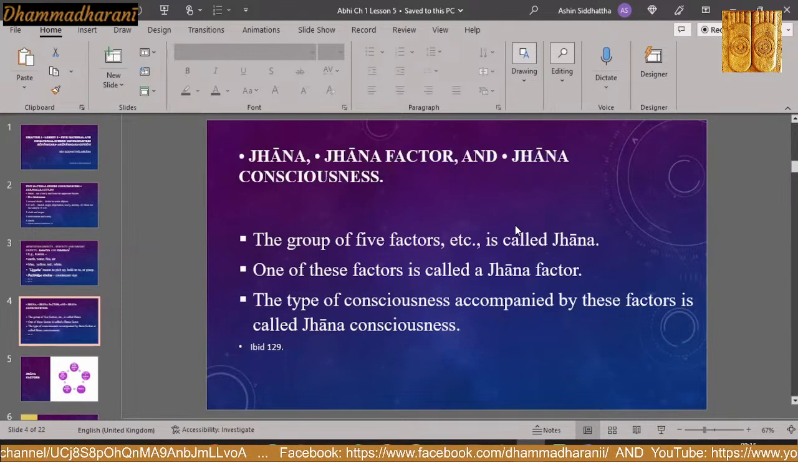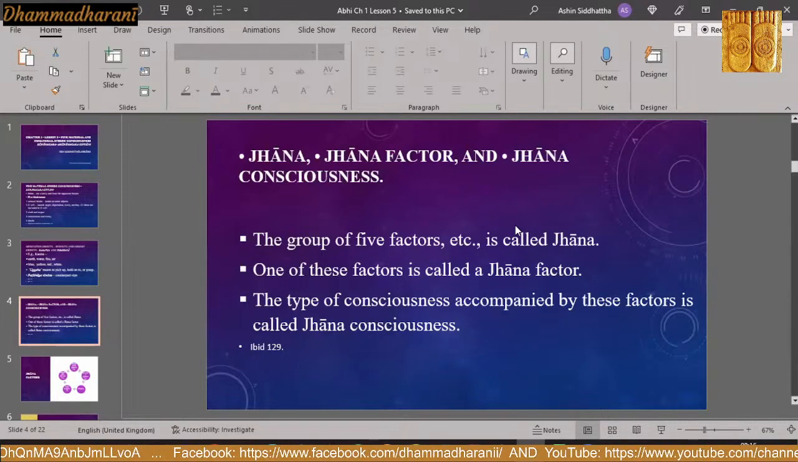Before going to the jhana consciousness, let's pay attention to the jhana factor and jhana consciousness. When you learn about jhanas in other lessons, this classification will be useful. Here it's not important in chapter 1. We will learn about jhanas in detail, and this classification will be useful.